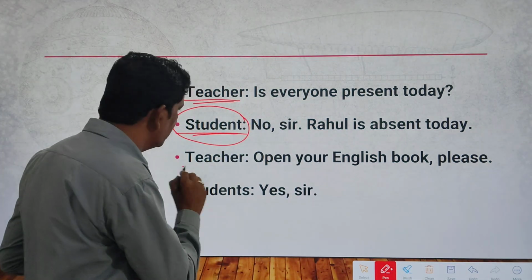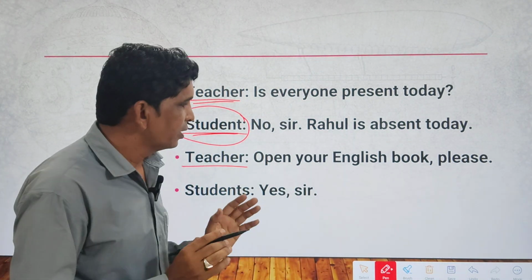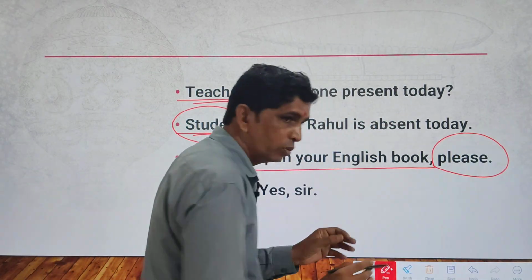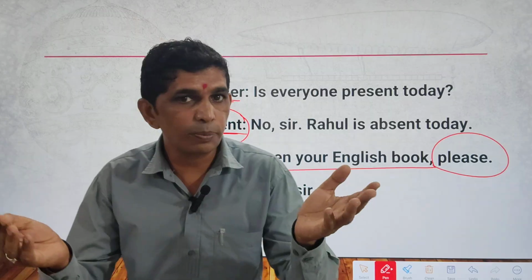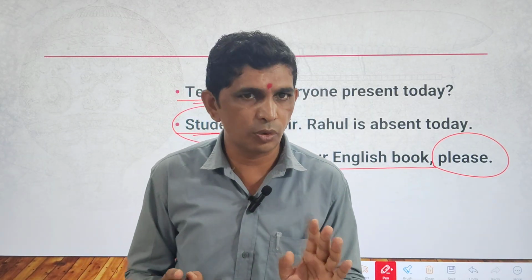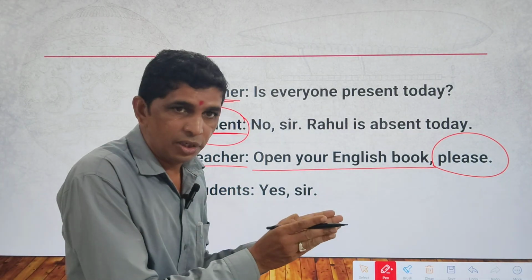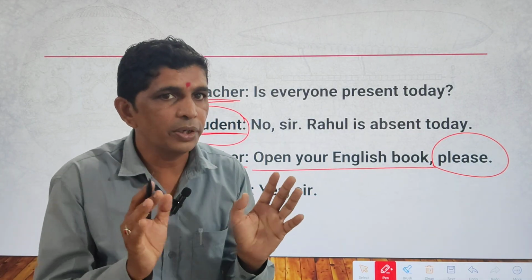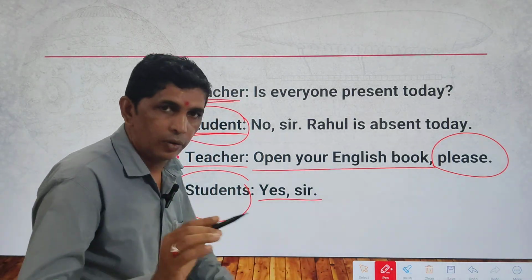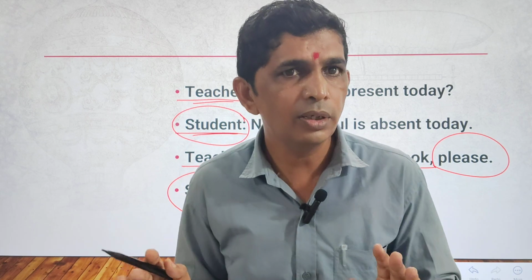Okay. Then the next step is, the teacher said, open your English book, please. He requests the students, though he can also order. But here we say please. So the teacher requests the students to open their book. And the student said, yes sir, we are ready. The student replied that we are ready. Yes sir, we have opened our book.